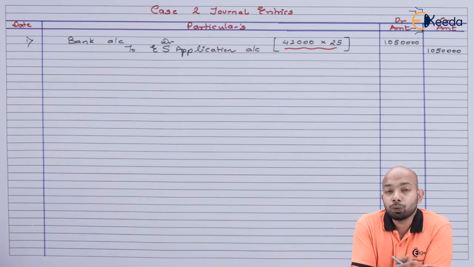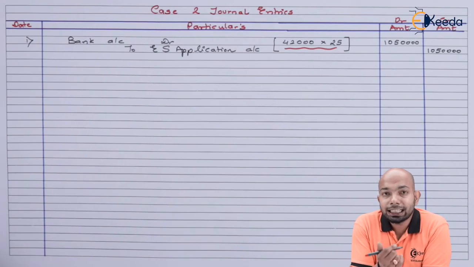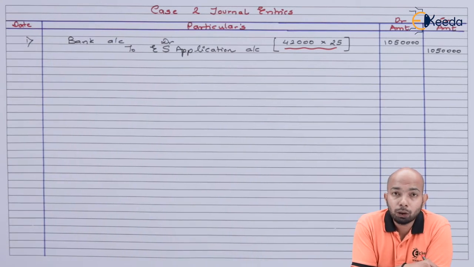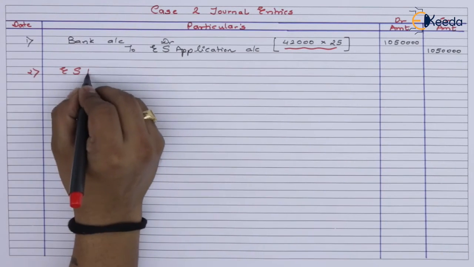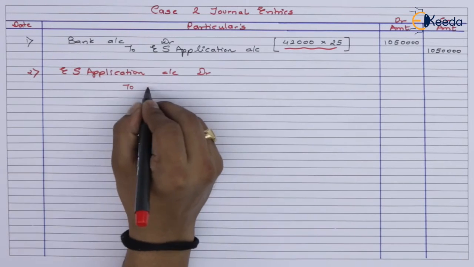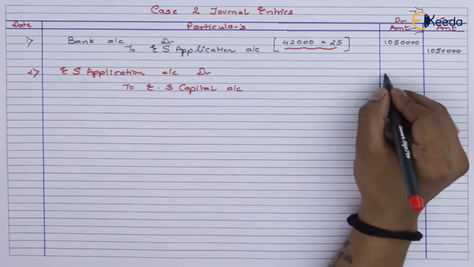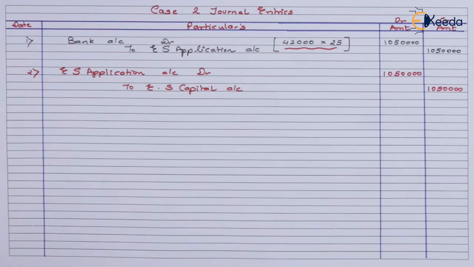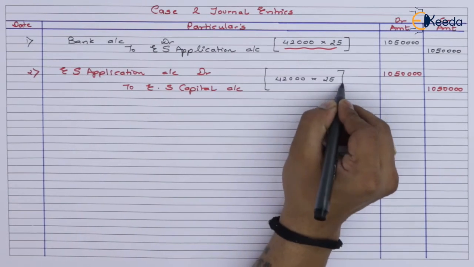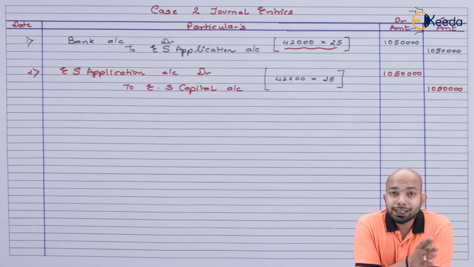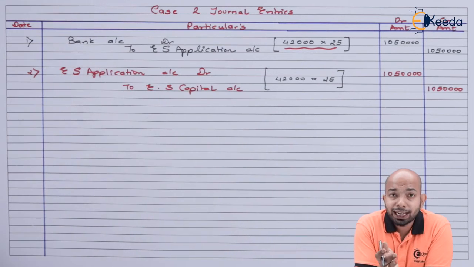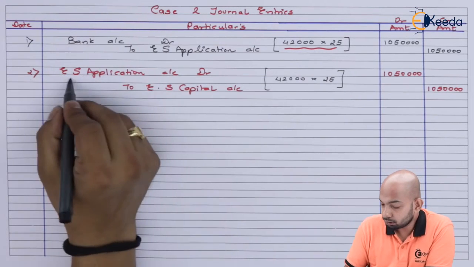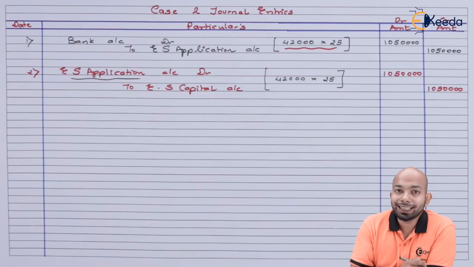Now, the next part will refer to the same entry being moved to due amount, or rather, this much was the amount that was due. Whatever amount we received in the application, we are moving it to the capital account, that is equity share application account debit to equity share capital account.